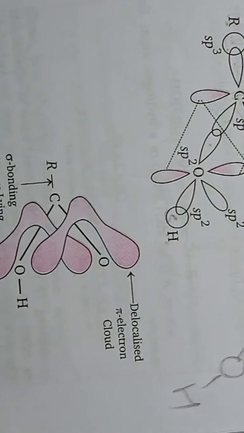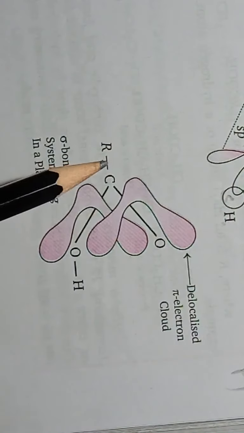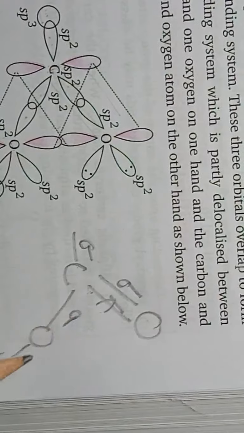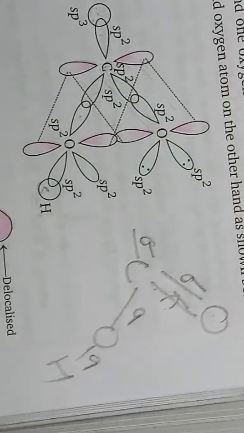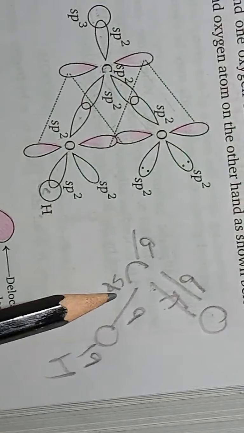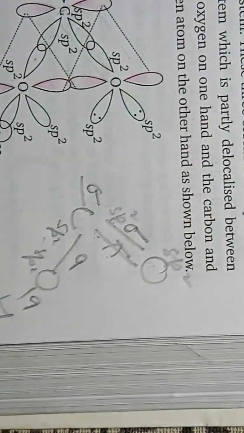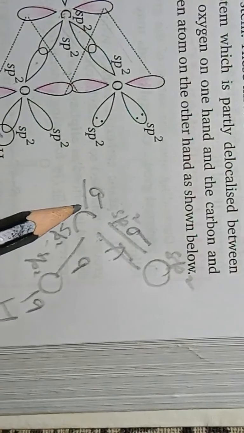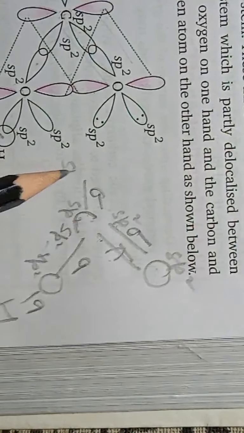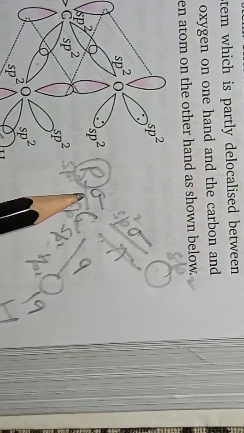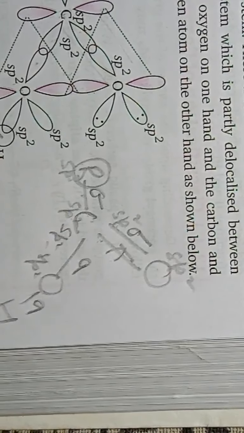Then here it is given, this is a sigma bond. Okay students, this is a sigma bond, this is a sigma bond, this is a pi bond, this is a sigma bond, and this is also a sigma bond. This sigma bond is due to the sp2 overlap. This sigma bond is due to the sp2 and sp2 overlap, and this sigma bond is due to the sp2 of this carbon and the sp3 of the carbon atom of the related alkyl group. So this sigma bond is due to sp2 and sp3 overlap.